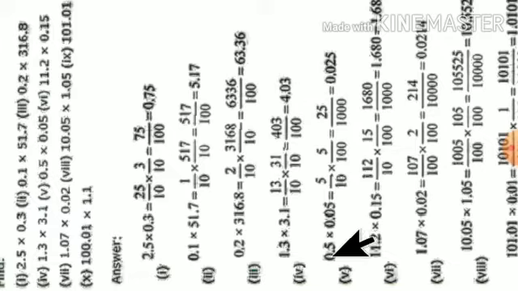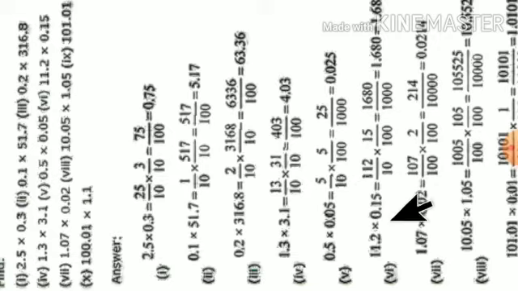Next one, 0.5 into 0.05 equal to 5 upon 10 into 5 upon 100. So 5 5s are 25 and 10 into 100 is 1000. So equal to 0.025. There are 3 zeros. So after point 3 digits will come.